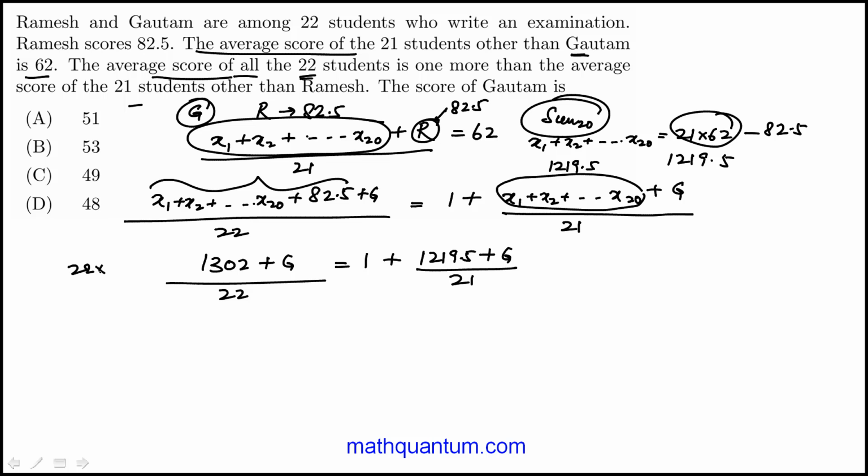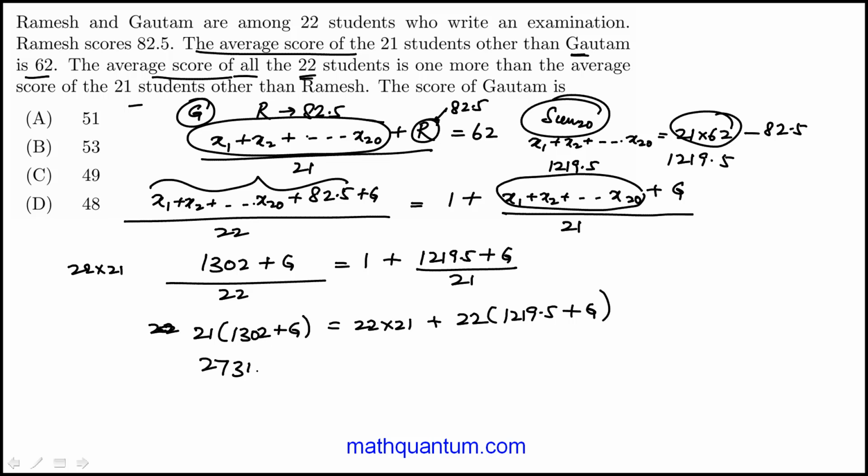I'll multiply both sides by 22 times 21 so that we don't have any denominators. So that would become 21 times 1302 plus G, then 22 times 21 plus 22 times 1219.5 plus G. So yeah, I mean, it's computation: 27342, and you want to be careful because you don't want to miss the answer. 22 times 21, 462. So a little bit tedious in that sense, but the hardest part is setting up the equation.